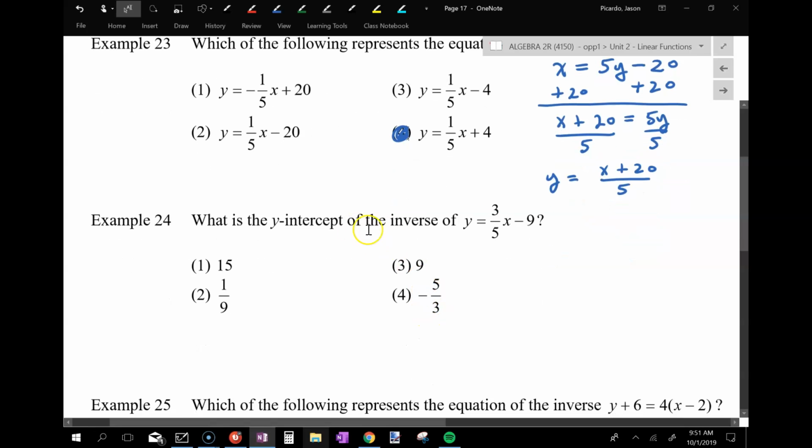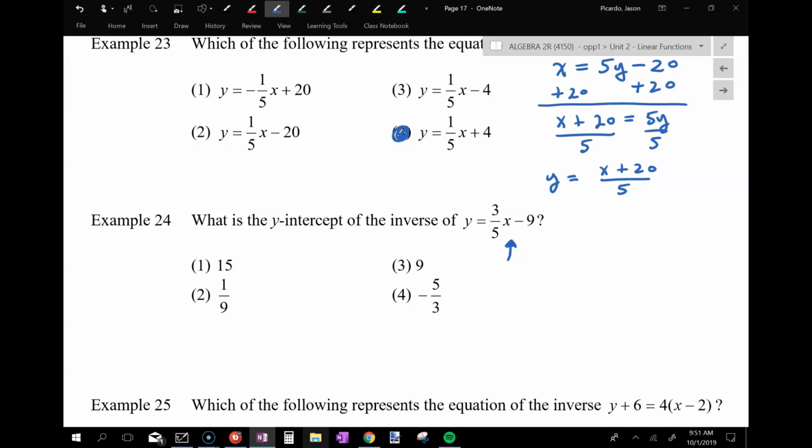What is the y-intercept of the inverse? Guys, two ways to do it. Here's one way. One way is to do what? Swap x and y, get y alone. Everybody agree with that? Okay. What if I wanted to know the y-intercept of the inverse? Well, I'm going to give you guys a quick hint. The y-intercept of the inverse is what of the function? The x-intercept.